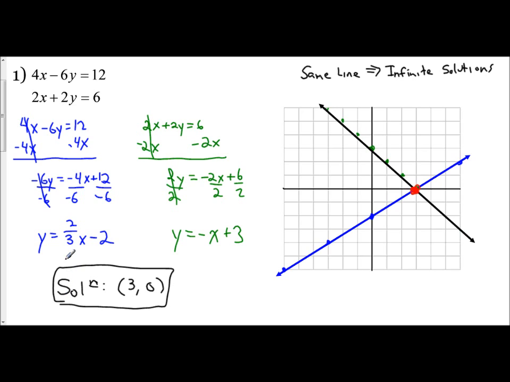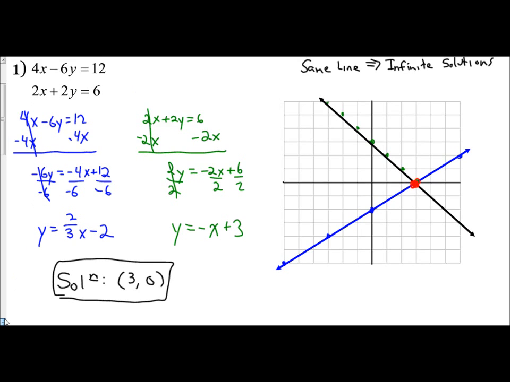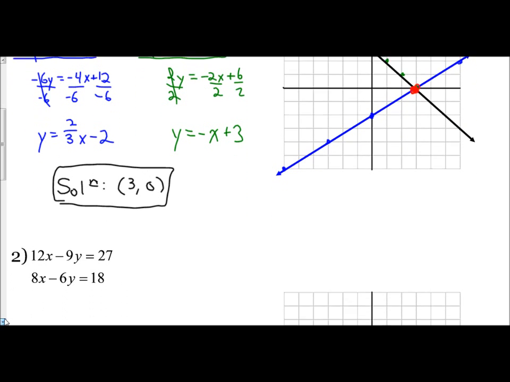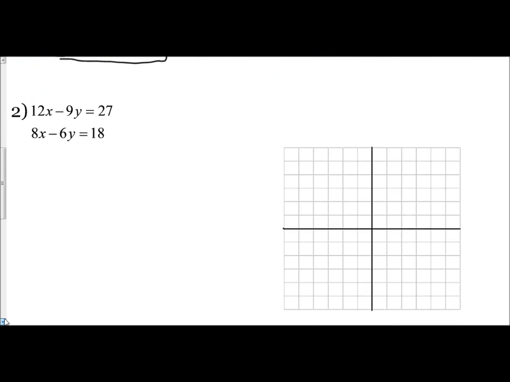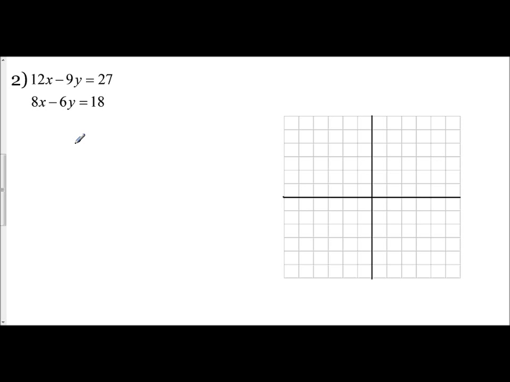Let's move on to the next one. So we see the rule is get them into slope-intercept form, graph, and then find the point of intersection. So let's look at number 2. I have 12x minus 9y equals 27, and I have 8x minus 6y equals 18. So again, let's get each one in slope-intercept form and graph.